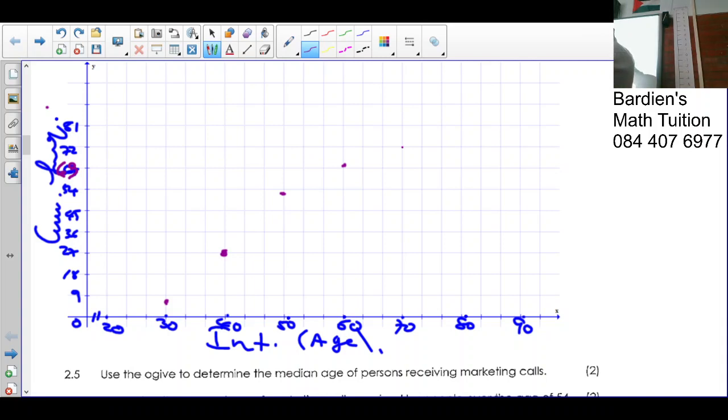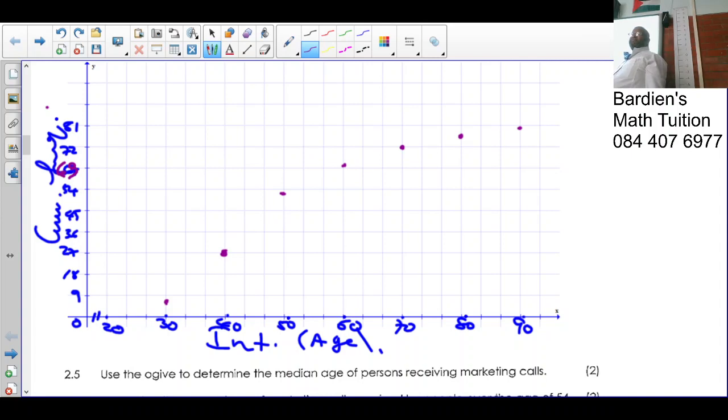70. And then 80 and 76. About there. And then 90 and 80. Remember that line is 81, so it's just about short.